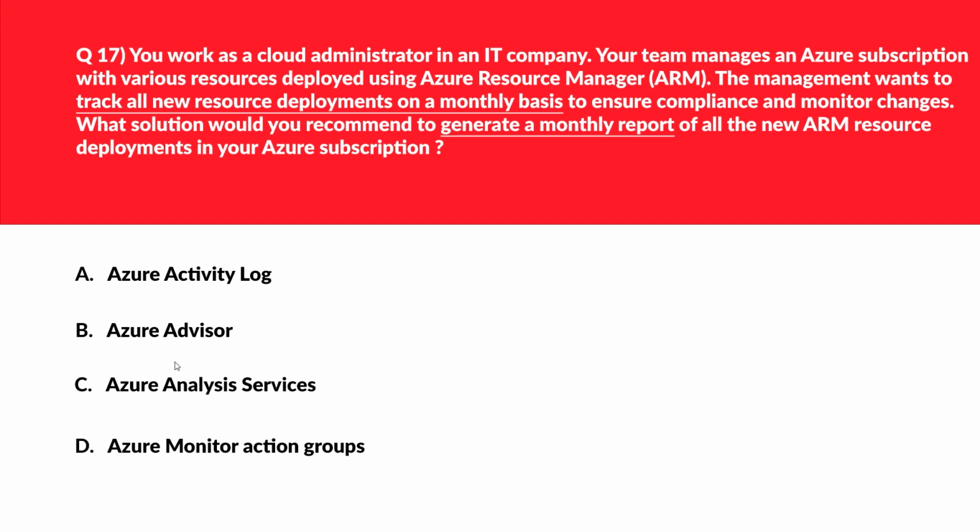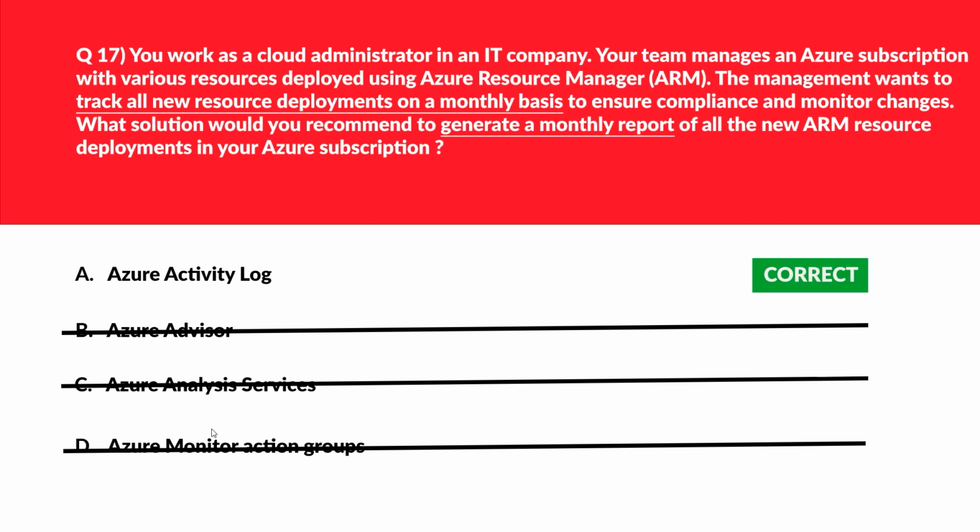All right. We'll look at option B, C, and D together. B says Azure Advisor, C says Azure Analysis Services, D says Azure Monitor Action Groups. All these three cannot track resource deployment. If we read the keyword, track all new resource deployment, these three definitely cannot do it. So B, C, and D are out. We are left with option E, Azure Activity Log, and it is the correct answer.